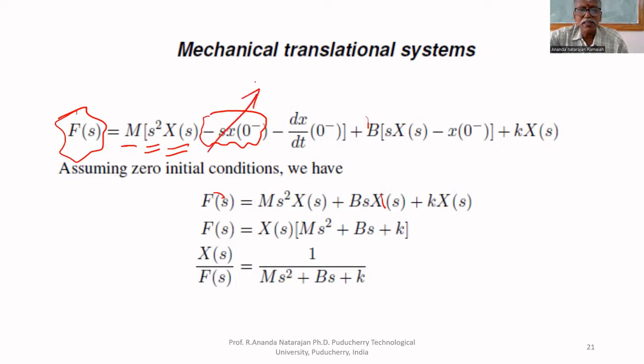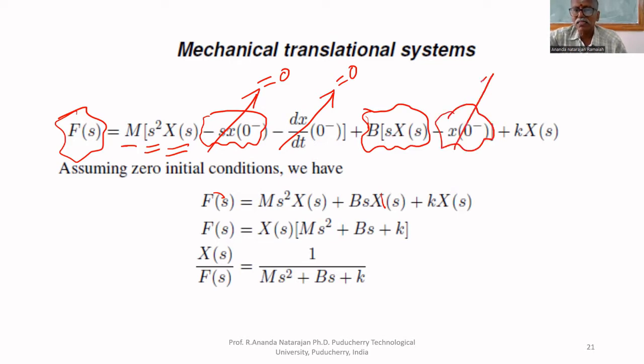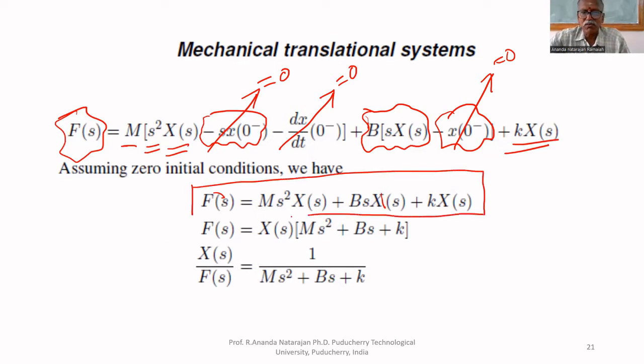We are assuming that the initial conditions are 0 for the transfer function. That's why no need to worry about this. You need not write it. This also, for the second derivative, minus dx by dt of x of 0, is equal to 0. Then for the first derivative, b dx by dt, we get b s X of s. Here also the initial condition is 0. Then k x of t is written as k X of s. That's all. So what is the equation in the frequency domain? F of s equals m s square X of s plus b s X of s plus k X of s.